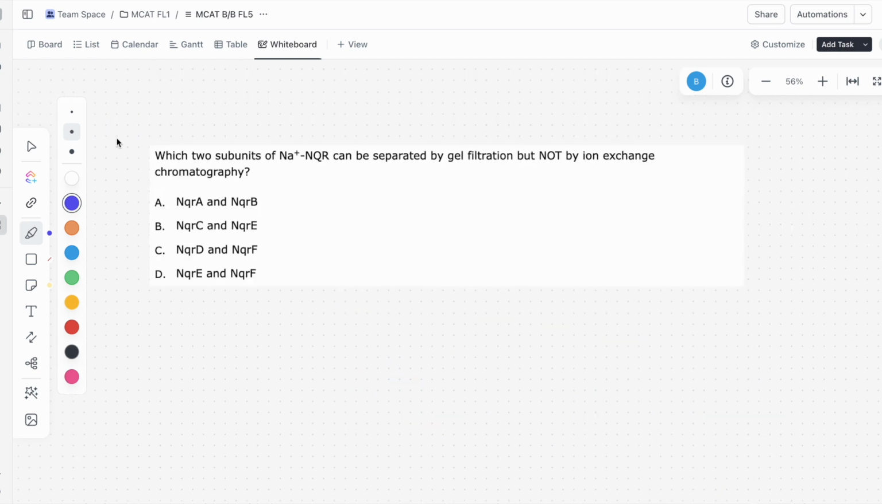This is the third question of passage 5, or question 27, and it says, which two subunits of Na plus NQR can be separated by gel filtration, but not by ion exchange chromatography?